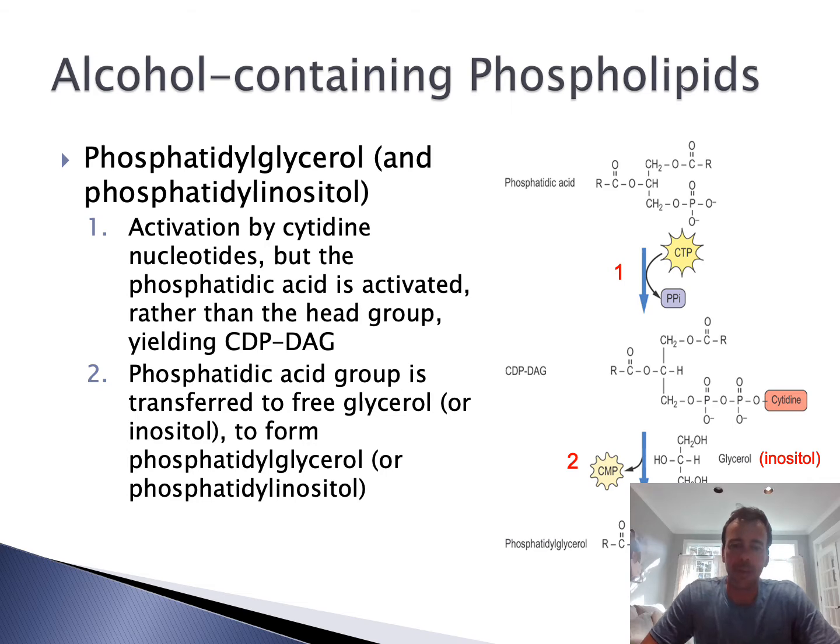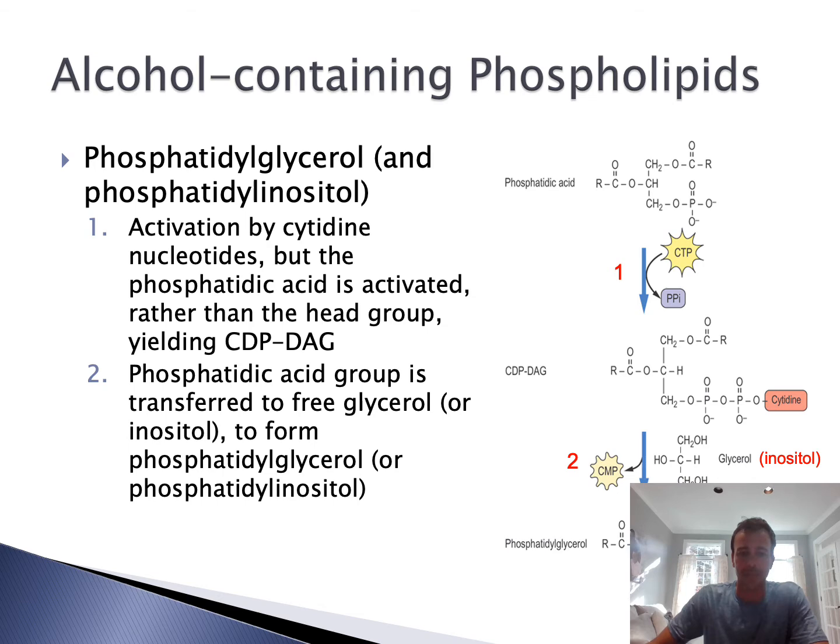You can also have alcohol-containing phospholipids, such as phosphatidylglycerol and phosphatidylinositol. In this case, what happens is you get activation by cytosine nucleotides. So again, you see this step where you get activation through CTP, but in this case, the phosphatidic acid is activated rather than the head group. So then you get CDP diacylglycerol.